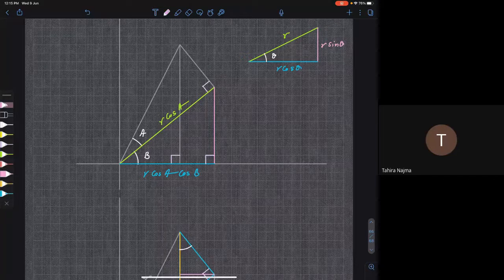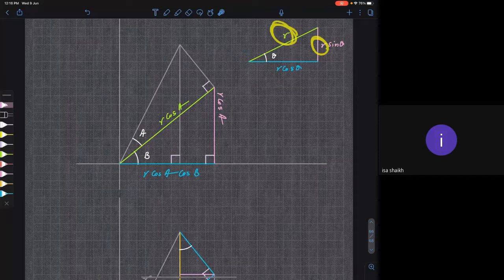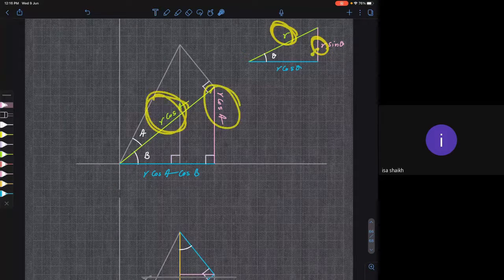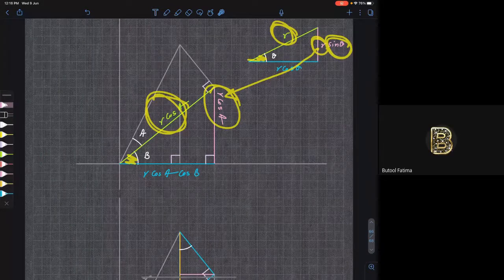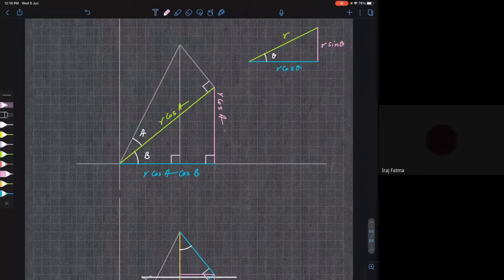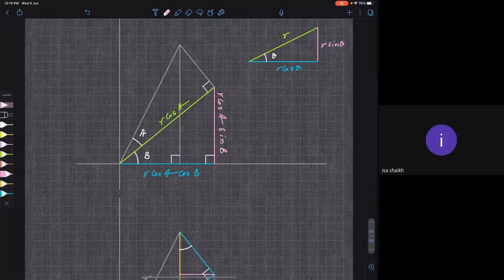Now tell me what will be the pink side? First tell me what is in place of R. R cos A. So instead of R, we write R cos A. Instead of theta, what do you have here? Sin B. So we will write sin B. Do you agree? Yes, sir. So this pink side is R cos A sin B.